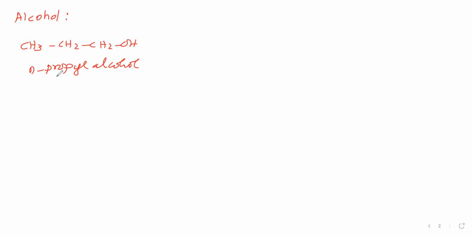IUPAC name: the parent chain contains 3 carbon atoms, therefore the root word is prop. The primary suffix is ane and the secondary suffix is ol. For alcohol, we say the secondary suffix ol. Prop is the root word, 3 carbons. Ane is the primary suffix, carbon-carbon single bond. Ol is the secondary suffix, alcohol.